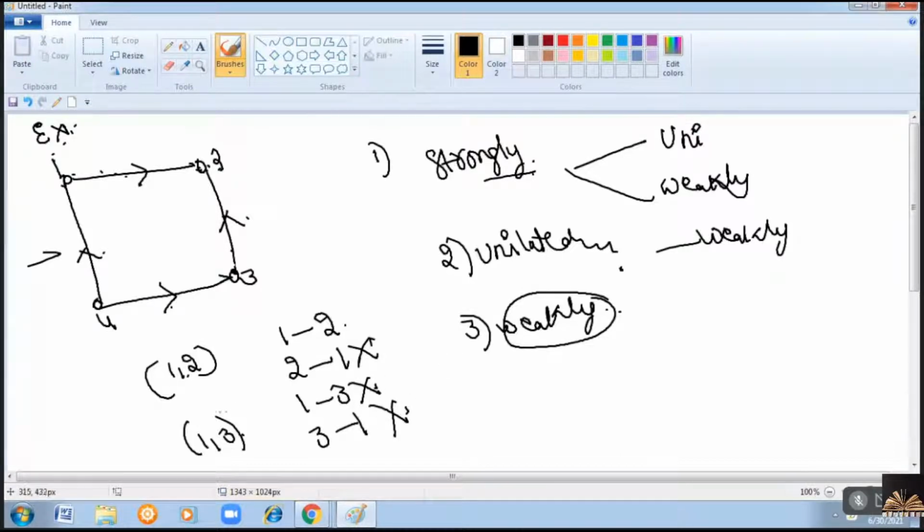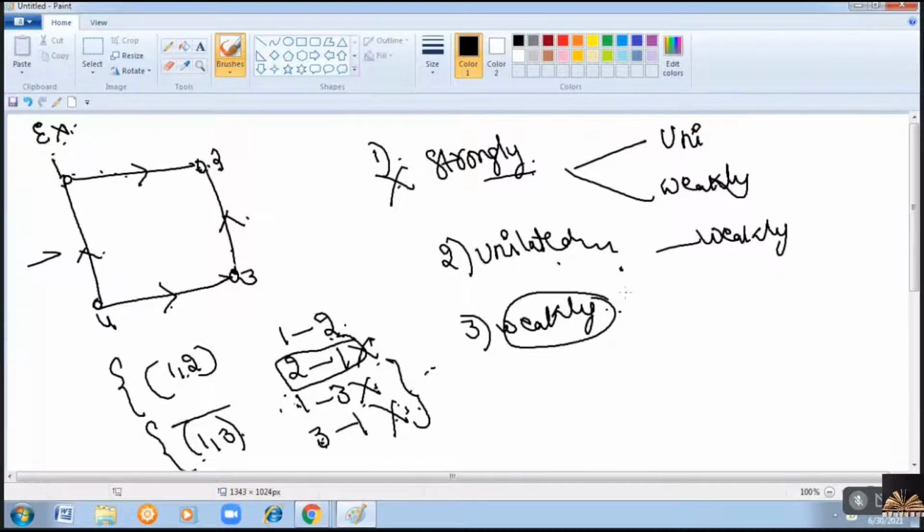So for this pair, none of the conditions is satisfied, so it is not unilaterally connected. It is not strongly connected. By considering the first pair, we can say that it is not strongly connected, because this condition is not satisfied. By observing the second pair, you can say that it is not unilaterally connected, because you cannot reach 1 to 3 or 3 to 1.